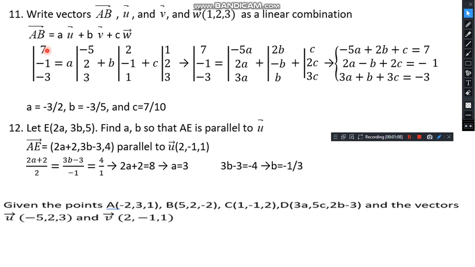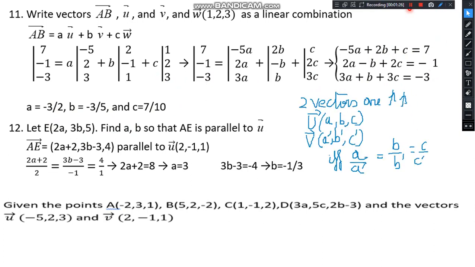So I have three equations. 7 equals minus 5a plus 2b plus c, minus 1 equals 2a minus b plus 2c, minus 3 equals 3a plus b plus 3c. Three equations with three unknowns, you're going to get a, b, and c. Now we're going to start with this one.